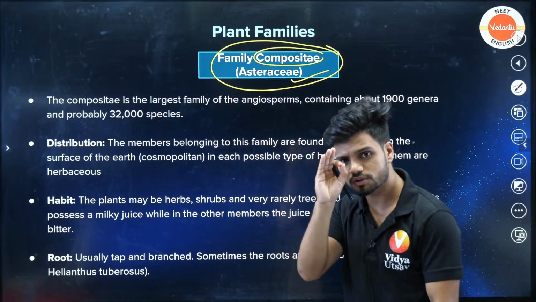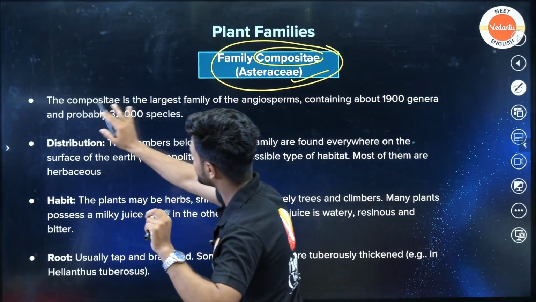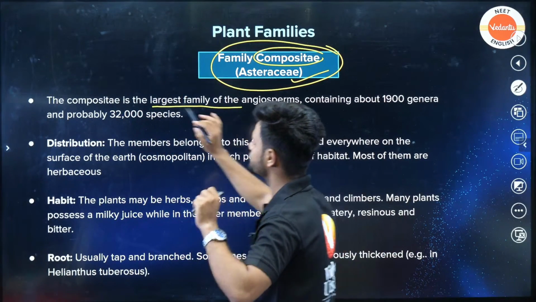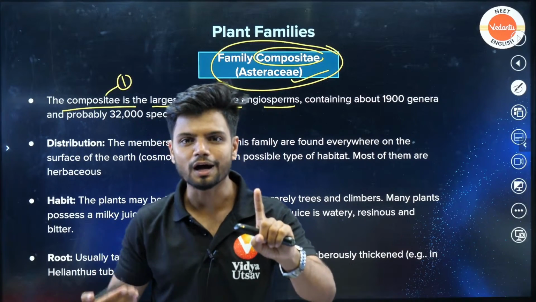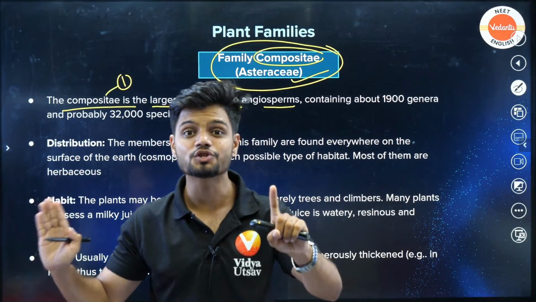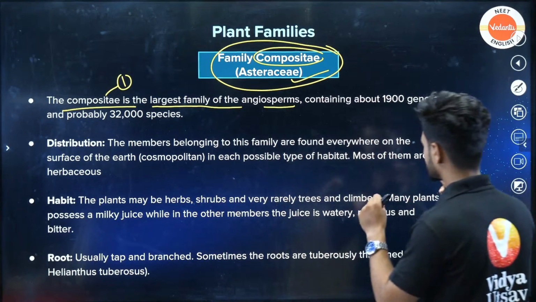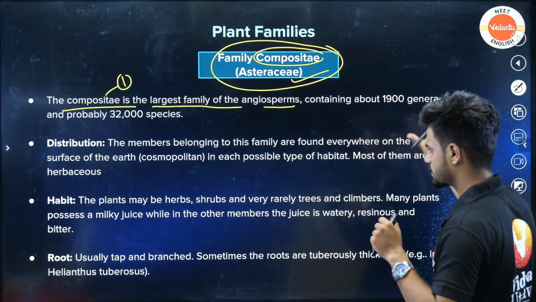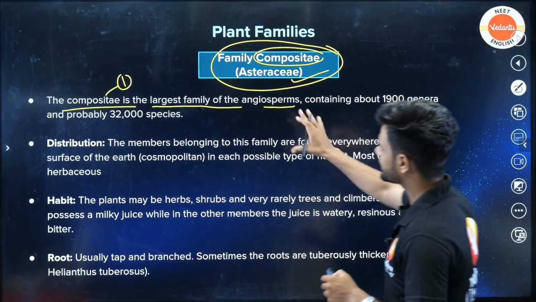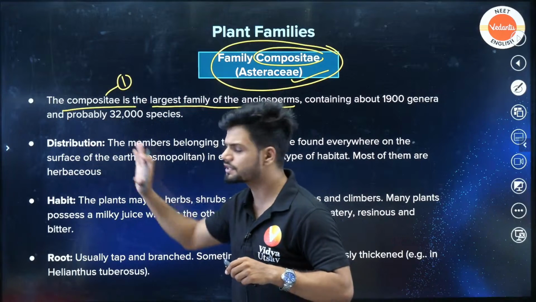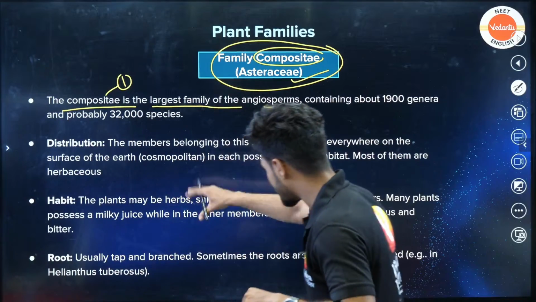Now here I want everyone to focus on the first point. Compositae is the largest family of angiosperms. The first point here is what? Compositae is going to be the largest family under your entire angiosperms. Now the second thing I want everyone to notice here is cosmopolitan. Everyone knows this. Largest family, habitat, root and distribution, it's very common. Read once, you will understand every single point. There is nothing in these points from which they can ask you a question.